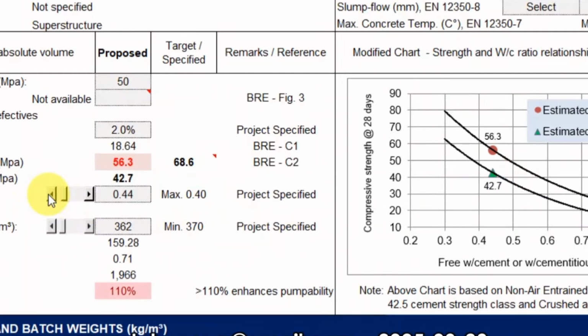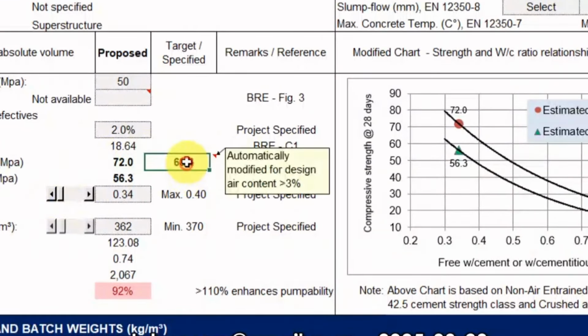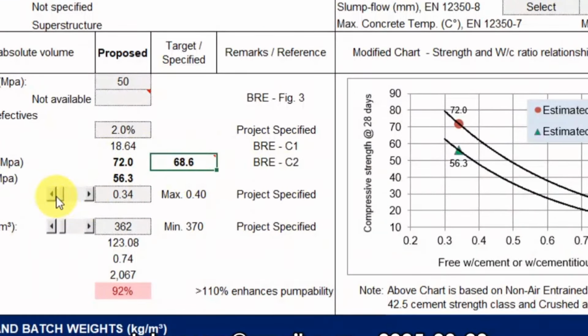So if we keep pushing this button lower than 0.4, you can see that this is slowly covering the target mean strength, which is the 68.6. So either we are higher than the target mean strength or at least equivalent. So we can say 0.35.